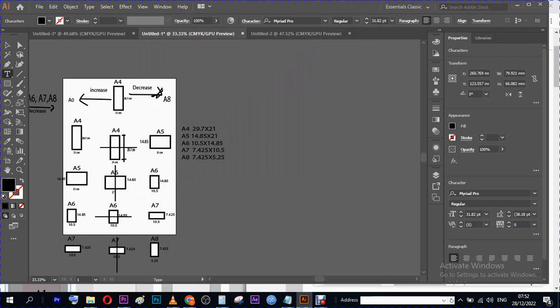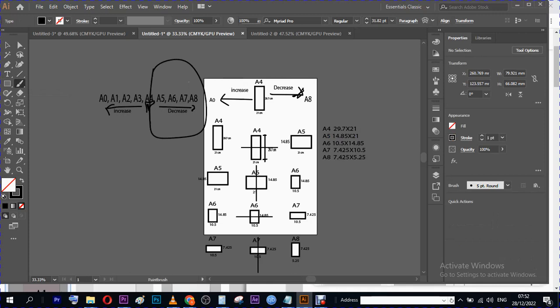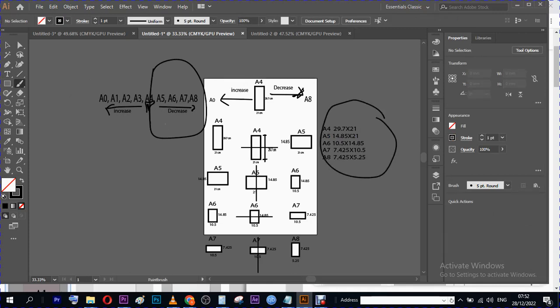As you see it here, let me hope that you have understood this section, because that is what we were dealing with. From an A4 to an A8, it means that the sizes go on decreasing. As you see them here, as they go down, they go on decreasing.